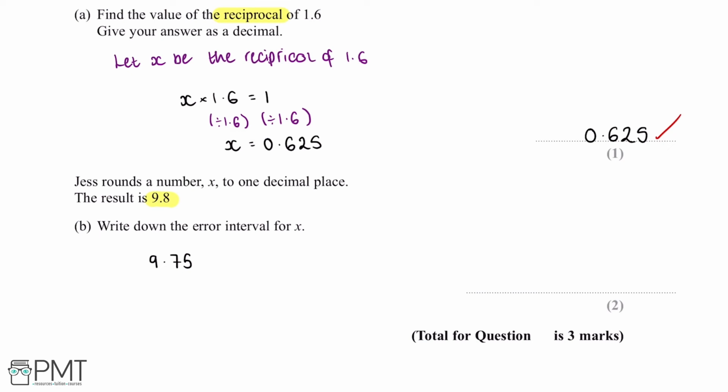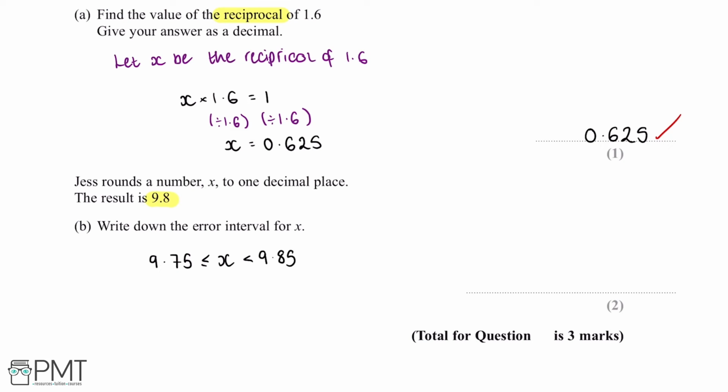So because this is including 9.75, we want to put a greater than or equal sign. And then the error interval is for the x. And then the values in which we would round down to 9.8 would be any number which is less than 9.85. And because it's less than, we'll just put a less than symbol.